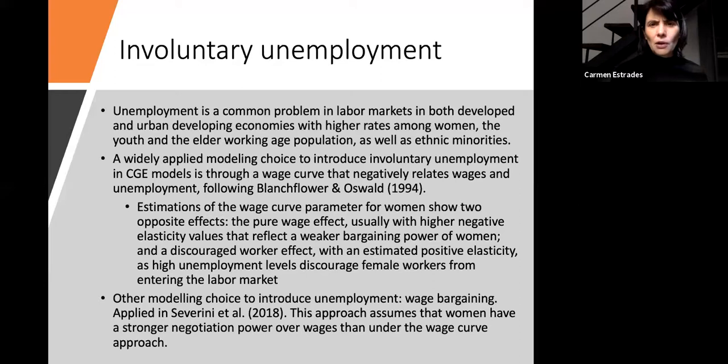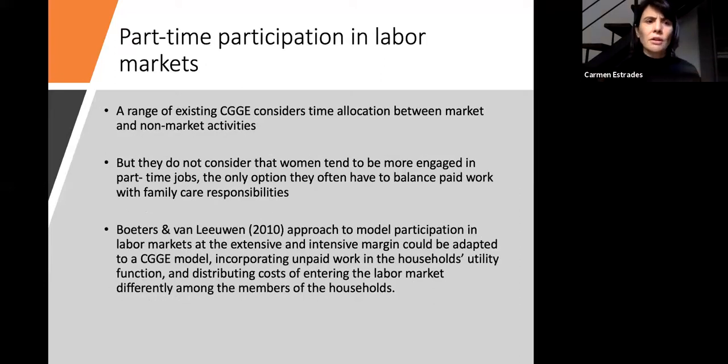And I want to talk about unemployment because when we consider unpaid work and leisure in the model, unemployment is not as easy to represent. But it is important to consider part-time participation, because one problem that many women have when they turn to the labor market is that they also need to do child care work for their household members, so they cannot participate full time in the labor market. So it would be interesting to incorporate some way of modeling part-time participation.